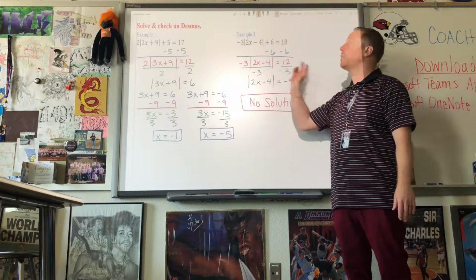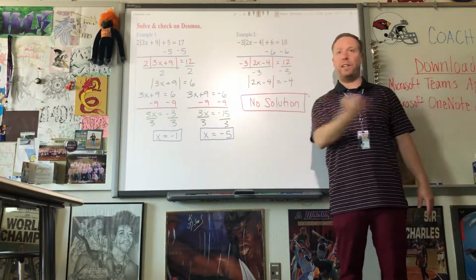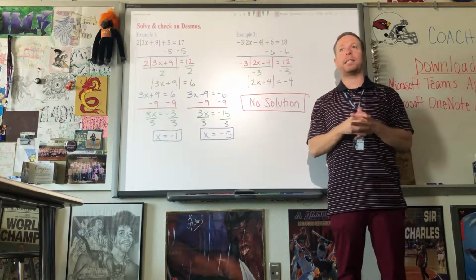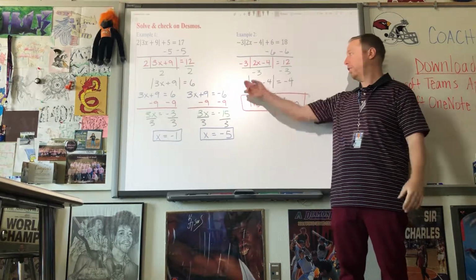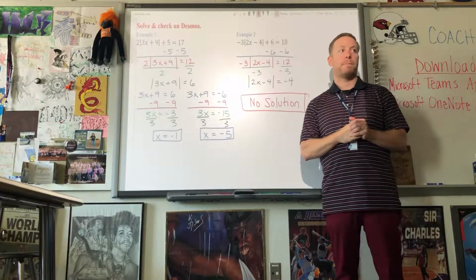But I pray that you always check on Desmos, and if you saw that picture of a V where your line's not intersecting, that should be your moment where you say, oh crap, I messed up, there's no solution here because they don't intersect. And then you can go back and look for this moment where your absolute value equaled a negative number. Okay.